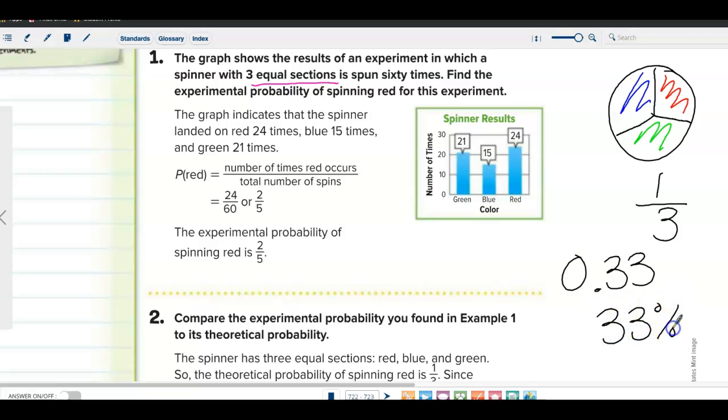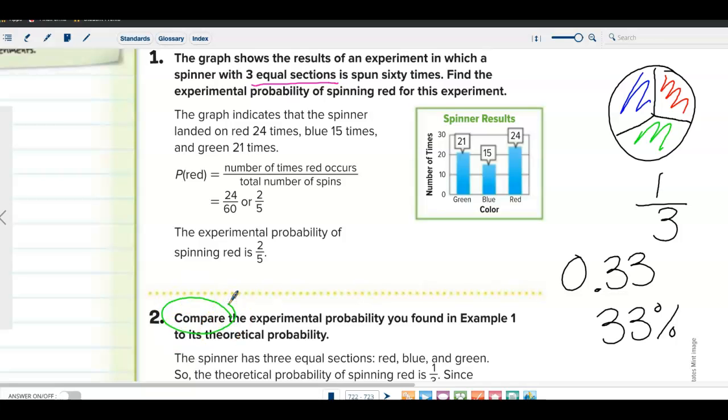Okay, was the question asking me to find the theoretical probability? No. What did it say to do? On the experimental probability. Well, we're in number 2 now. Yeah, it asked you to find the experimental probability. What's the wording on the question? Oh, compare the experimental and theoretical.